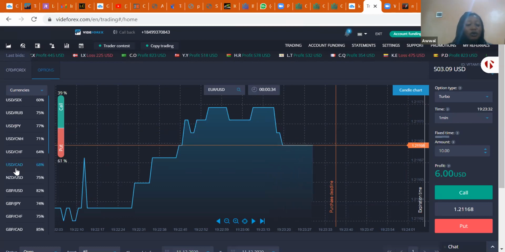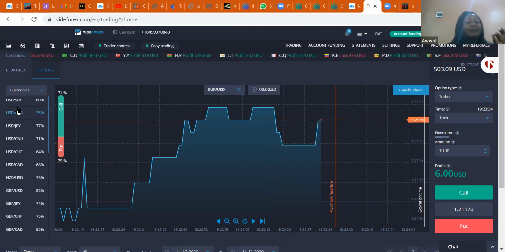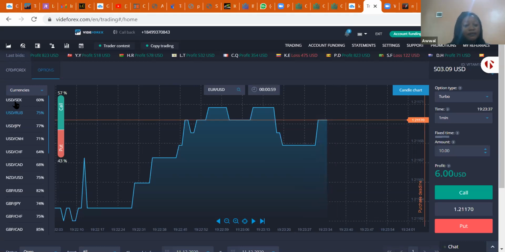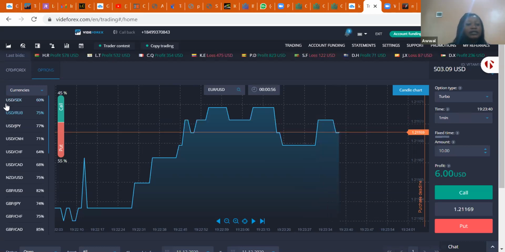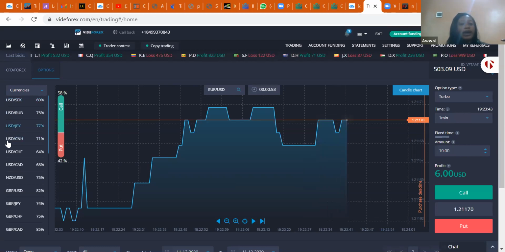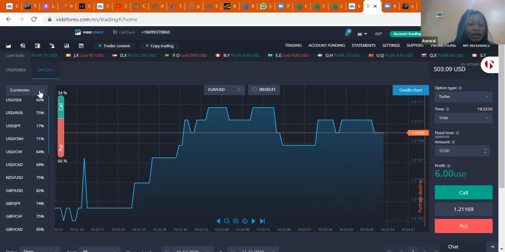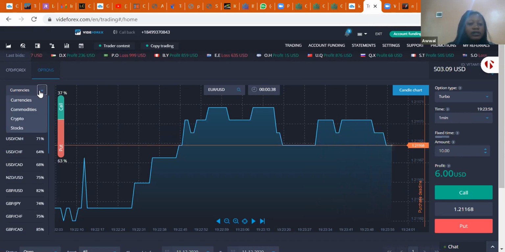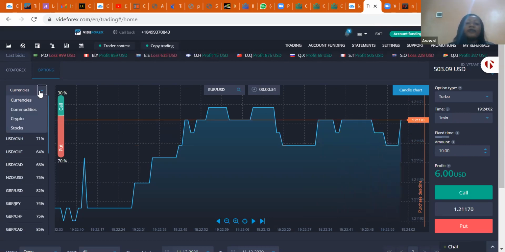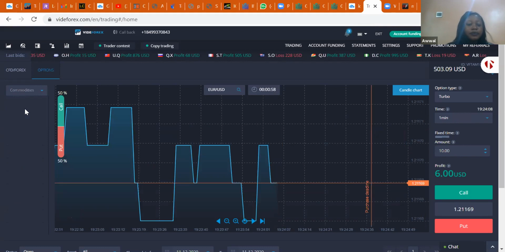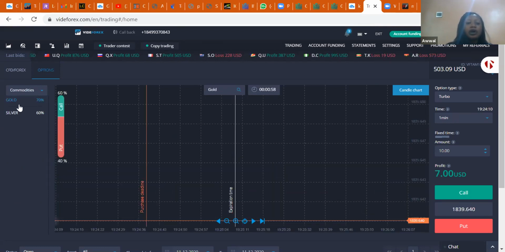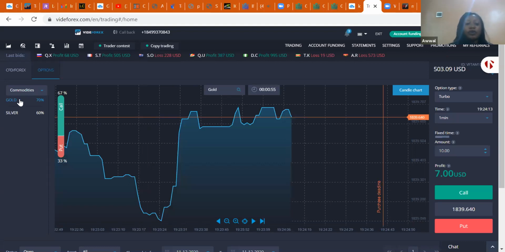Looking at the left side of my screen, you're going to see the same thing you have seen on your MetaTrader for the currency pairs. You can see USD JPY, USD CNH, USD CHF, USD CAD, NZD USD, and so on. If I click on this currency here, you're going to see commodities, crypto, stocks, and so on. If you want to trade gold on binary, you click on commodity, it brings out gold and silver, and you click on whatever you want to trade.